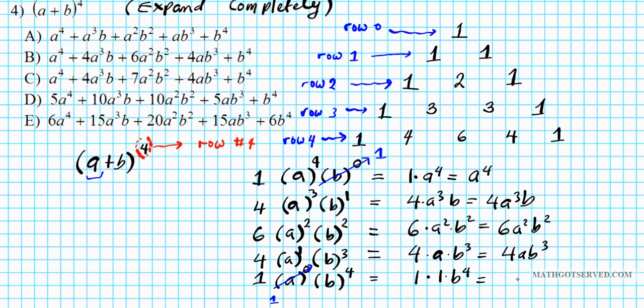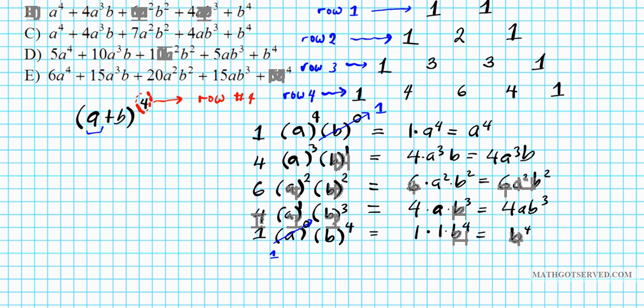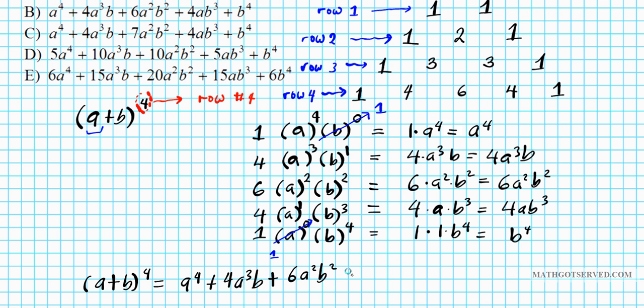Okay, now when we just add these terms horizontally, that will be our expansion. So (a + b) to the 4th is equal to a to the 4th plus 4a to the 3rd b plus 6a squared b squared plus 4ab to the 3rd plus b to the 4th. All right, correct answer is option letter B.